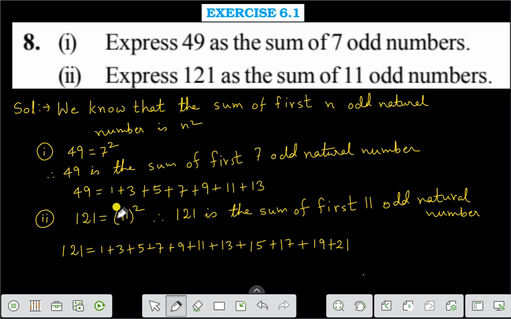And 121 is equal to, you can write, 11 square. Therefore, you can say that 121 is the sum of first 11 odd natural numbers. Therefore, 121 is equal to 1 plus 3 plus 5 plus 7 plus 9 plus 11 plus 13 plus 15 plus 17 plus 19 plus 21.